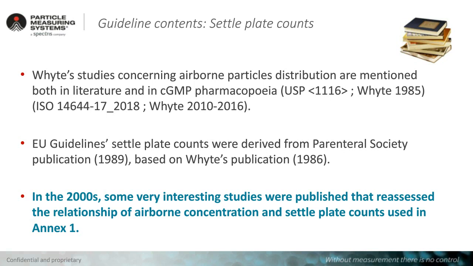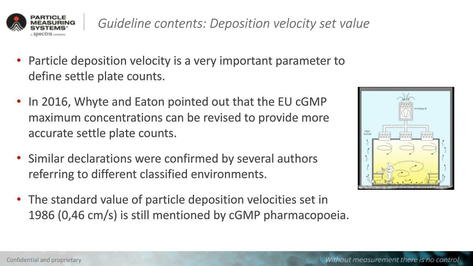So what do we know? Particle deposition, and we normally test particle deposition with settle plates. The velocity of particle deposition is a very important parameter to define the settle plate counts. In 2016, not that long ago, White and Eaton, again the same author, pointed out that the EU GMP maximum concentration should be revised to provide more accurate settle plate counts. So already in 2016, we learned that the old status of the regulation should be revised.